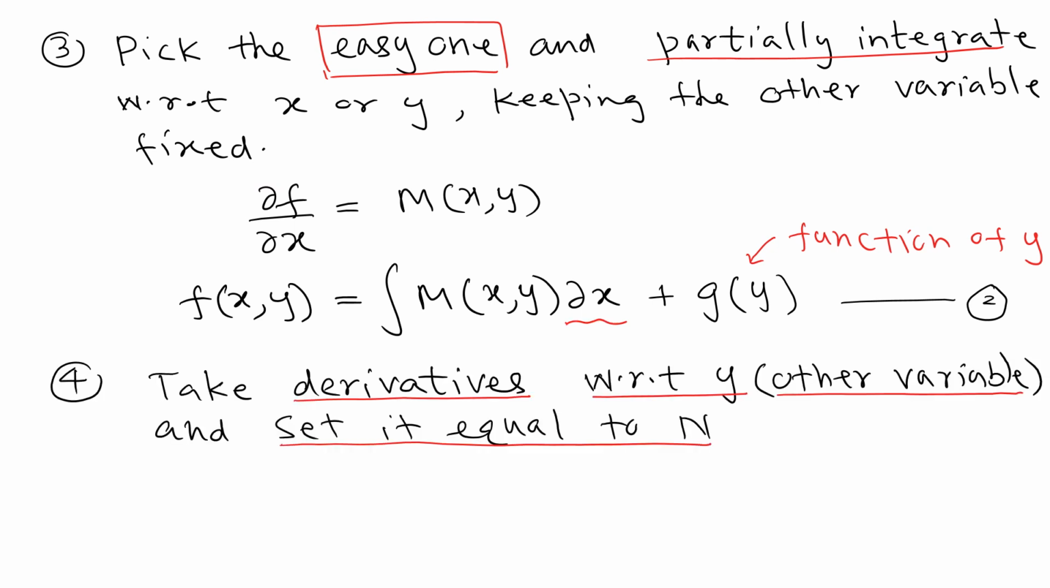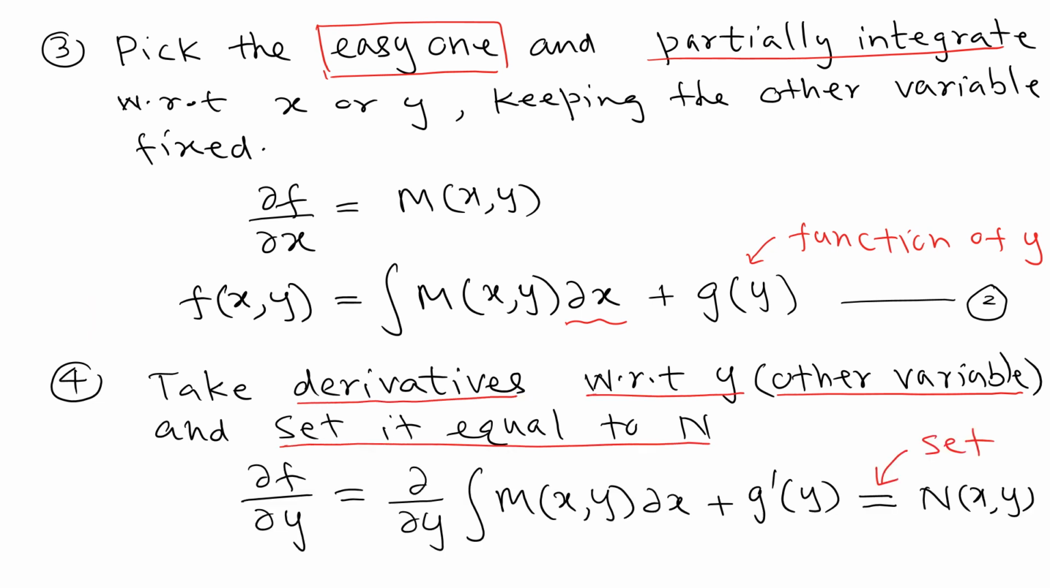Then we take the derivative with respect to the other variable, which is y, and set that equal to the other, because we needed the partial derivative with respect to x, and you can see that you get partial f over partial y, which is the N function. That's the assumption because of the exact equation. So we set that equal to N. We take the partial derivative first of the function that we just found, and then we set that equal to the N function. But here you actually take the regular derivative of g, because you can see it is a function of y only.